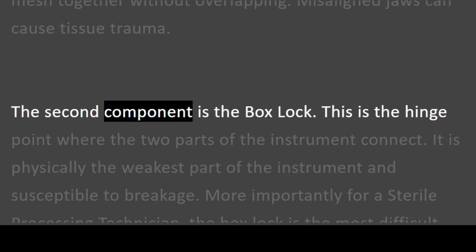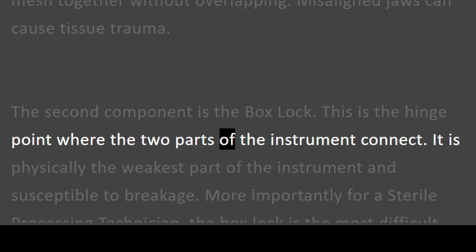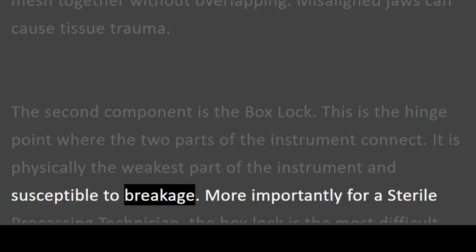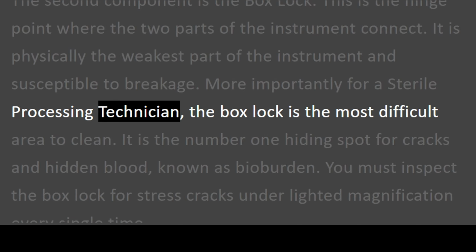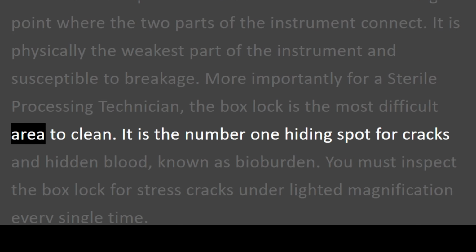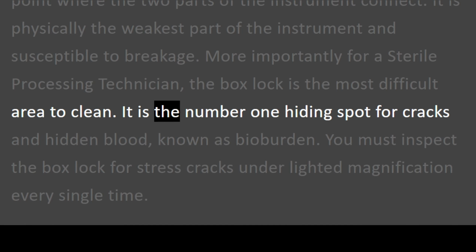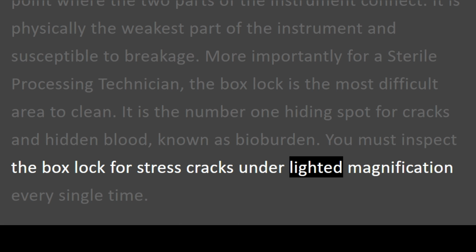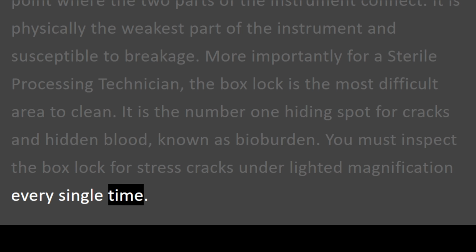The second component is the box lock. This is the hinge point where the 2 parts of the instrument connect. It is physically the weakest part of the instrument and susceptible to breakage. More importantly, for a sterile processing technician, the box lock is the most difficult area to clean. It is the #1 hiding spot for cracks and hidden blood, known as bioburden. You must inspect the box lock for stress cracks under lighted magnification every single time.